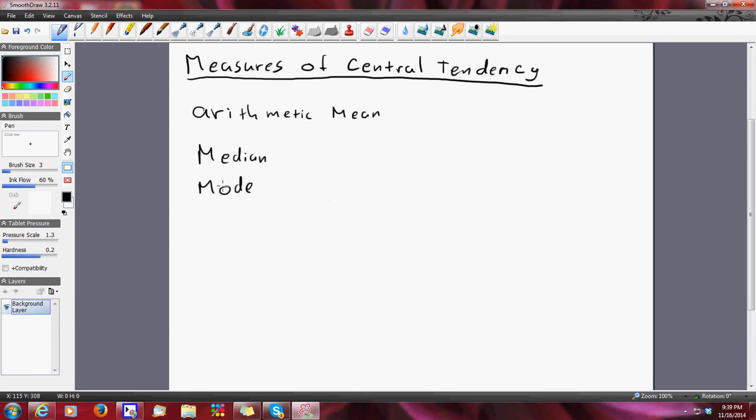And by that I mean we're going to look at three things: the arithmetic mean, or what we call just the mean, the median, and the mode. But for this video, I'm just going to focus on the mean. All right. So I'm going to get rid of those, but I just want to point out that those are in fact parts of the measures of central tendency.